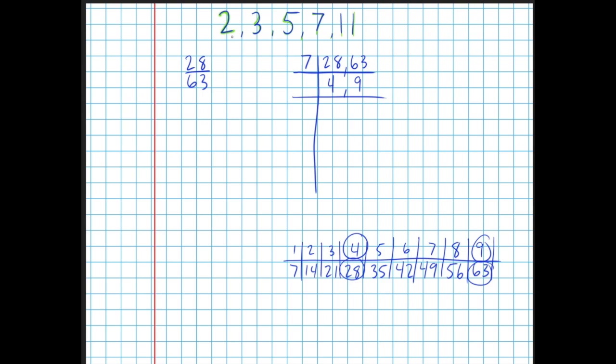Well, 2 will work with 4, but will 2 work with 9? I don't think so. 3 is not divisible with 4. Neither is 5, 7, or 11. Therefore, we know now that since none of these prime numbers can help us break this fraction down any further, it is simplified to its simplest form.